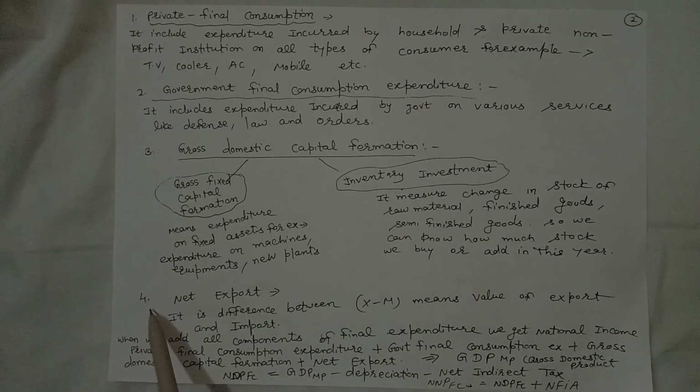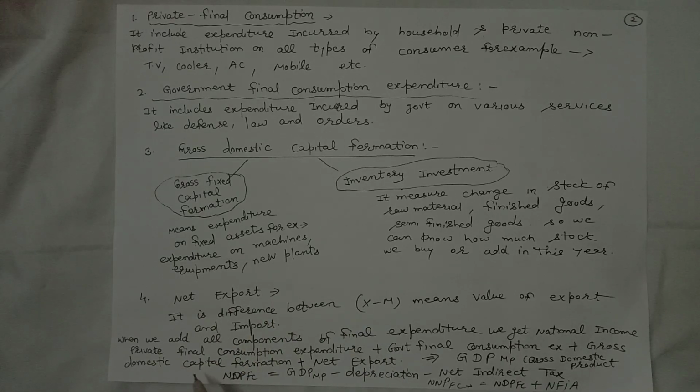Okay. Then fourth is net export. What is this? It is the difference X minus M. What is X and what is M? X is the value of exports and M is the value of imports. When we subtract the value of imports from exports, we get net export.